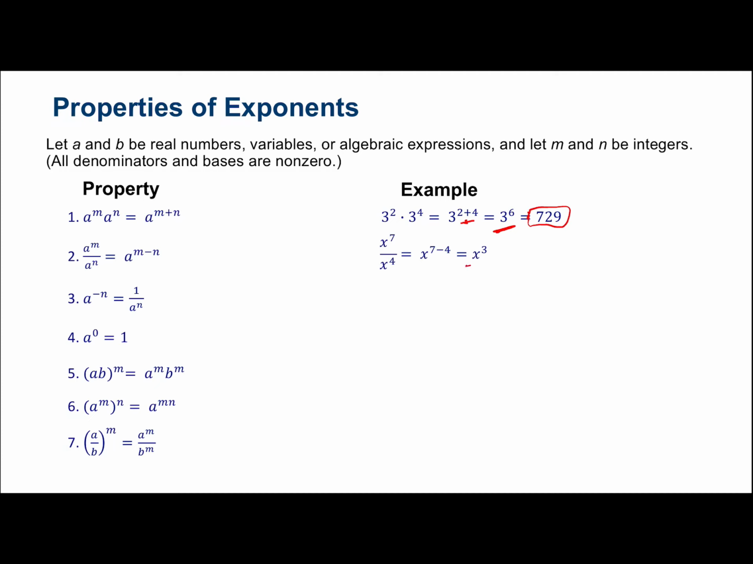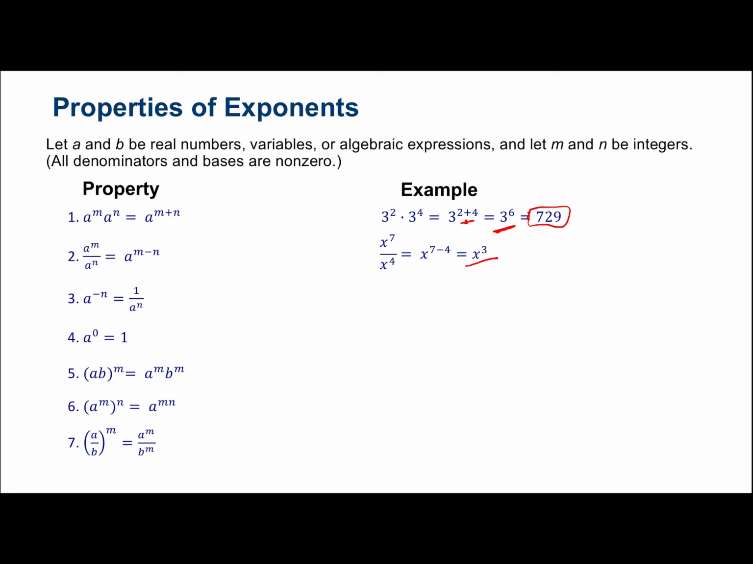Dividing, a to the m divided by a to the n. When we're dividing, we're going to subtract our exponents. So for example, if I have x to the 7th over x to the 4th, that means I'm just going to subtract my exponents to get x cubed.